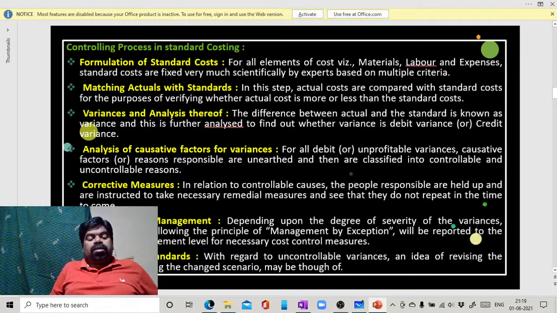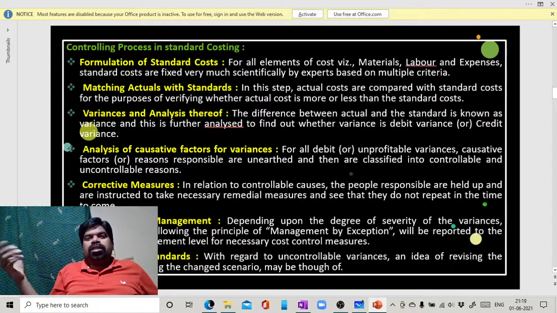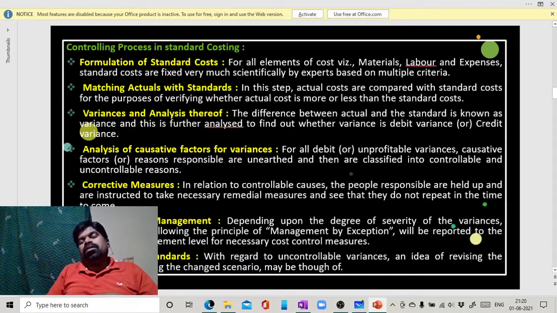Next, reporting to management. So without knowing what would be the cost in preparing products, management cannot take decisions. So that's why in the process, what would be the cost can be reported to the management, then management can take better decisions. So depending upon the degree of severity of the variances, information by following the principle of management by exception will be reported to the concerned management level for necessary cost control measures. So cost control is most important while producing products.